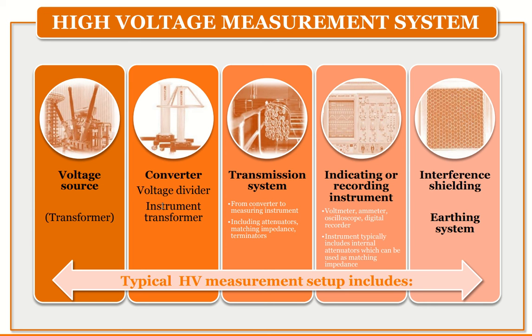And the last part is the interference shielding, or the earthing system. If you enter the high voltage laboratory, mostly they have a cage, and the cage is connected to the ground, normally for safety. And then they have an earthing system. Normally all the equipment such as the transformer and voltage divider, we put over a grounding plate and connect to the earthing system.